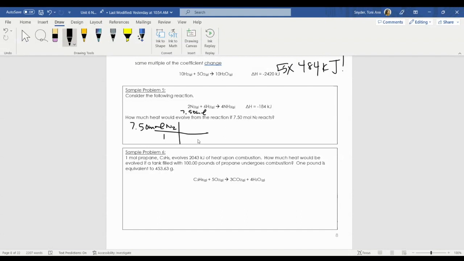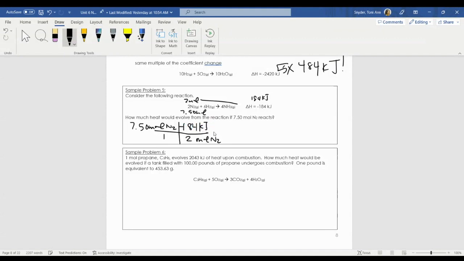And of course, I'm going to have to bring moles of nitrogen down below. If I look at this balanced chemical equation, according to this, 2 moles of nitrogen will release 184 kilojoules of energy. So 2 moles of nitrogen releases 184 kilojoules of energy.